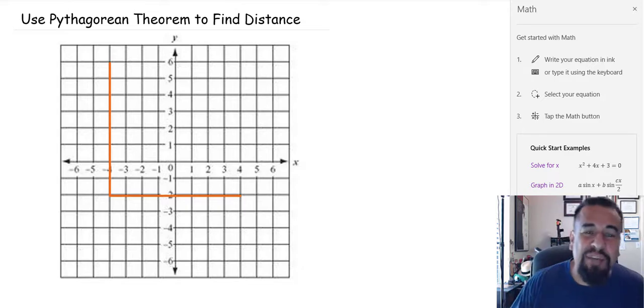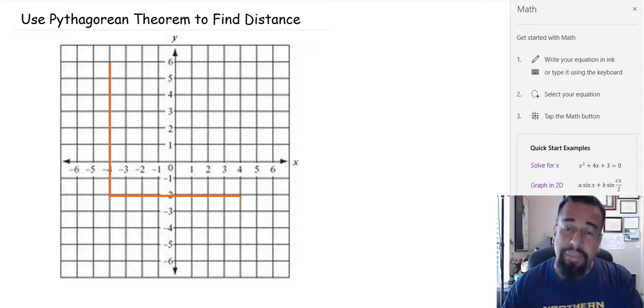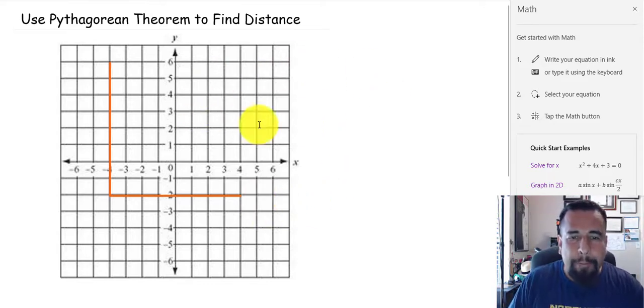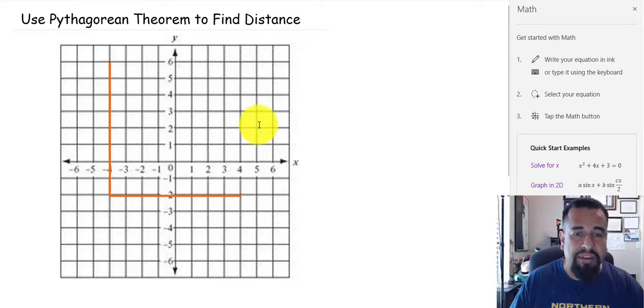Let's go. Today we're going to find distance using the Pythagorean Theorem. All right? So I'm going to show you here the basics. And what I like about this is that this is something you can actually apply in real life, right?